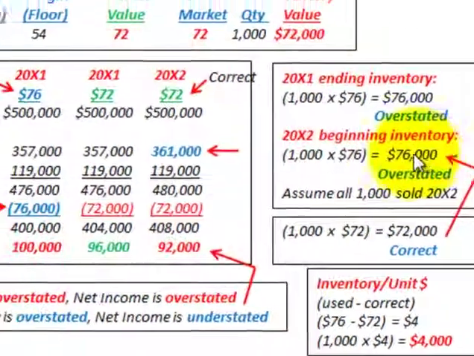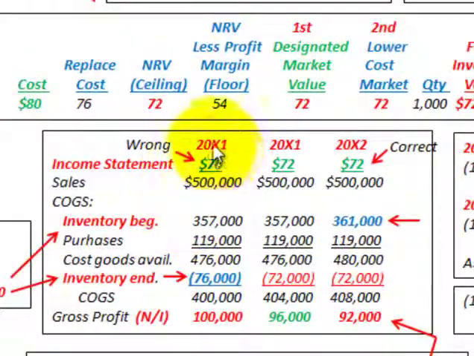So let's look at our income statement. For 20x1, let's say the wrong amount was $76. We have just a sales amount, I'm just plugging these numbers in here, of $500,000. Then we'd have to calculate our cost of goods sold. Let's say our beginning inventory was $357,000, with purchases of $119,000. So our goods available for sale would have been $476,000. And let's say our ending inventory, the wrong amount, is $76,000. Subtracting our ending inventory from our cost of goods available gives us our cost of goods sold of $400,000. Simple enough.